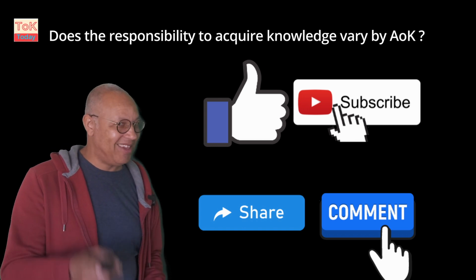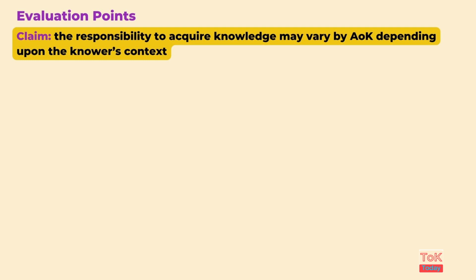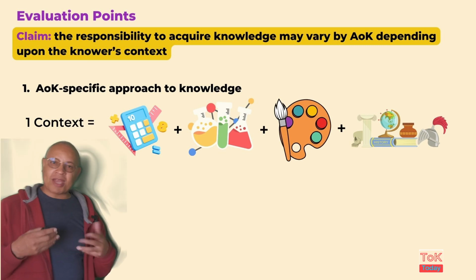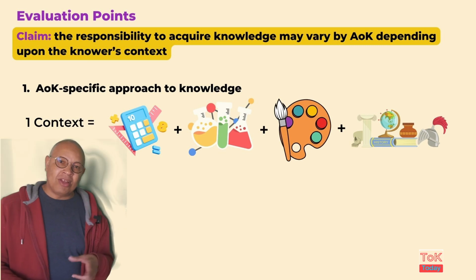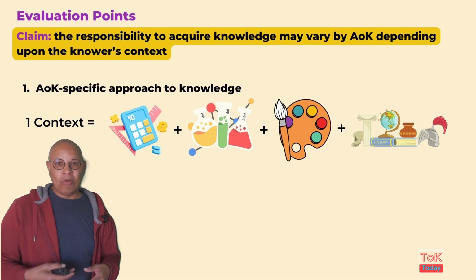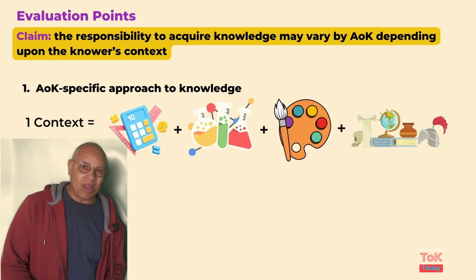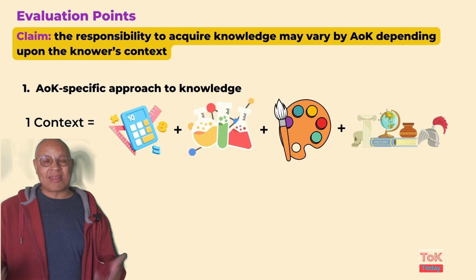Okay, here are some evaluation points for the claim the responsibility to acquire knowledge may vary by AOK depending upon the knower's context. First of all, this claim takes a very AOK-specific approach to knowledge. Knowledge linked to context may not be specific to AOK history, nor to any other AOK, but it might be drawn from across all of the AOKs. To go back to our history curriculum example, the knowledge that goes into the history curriculum is drawn from and influenced by AOK the human sciences, AOK the arts, AOK the natural sciences, and so on and so on.